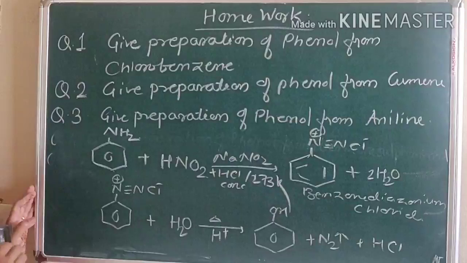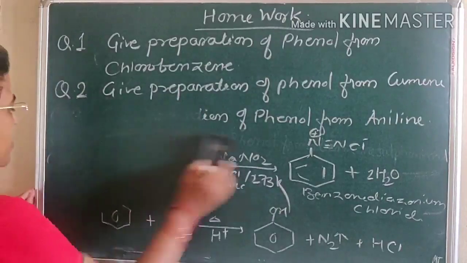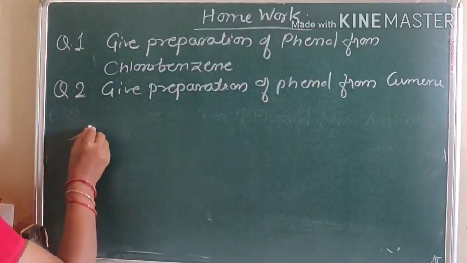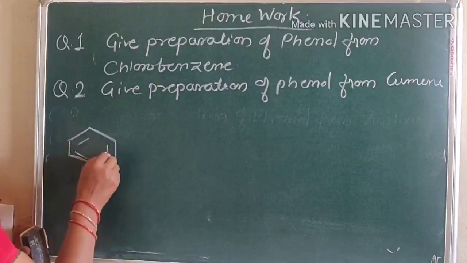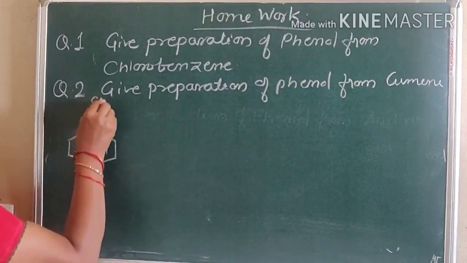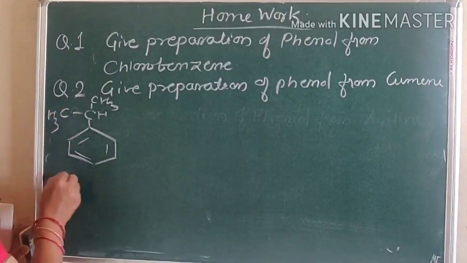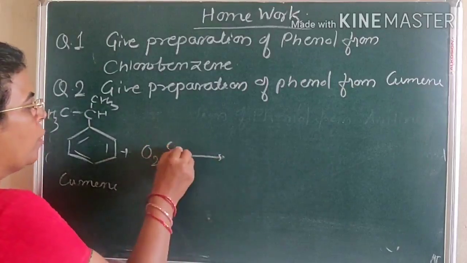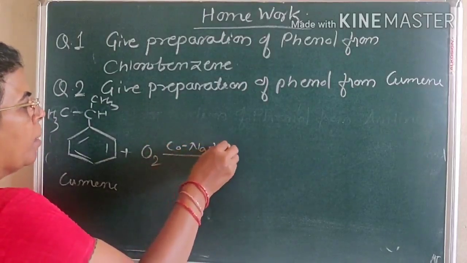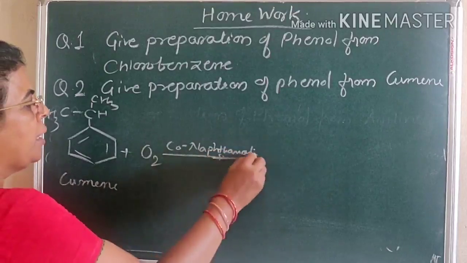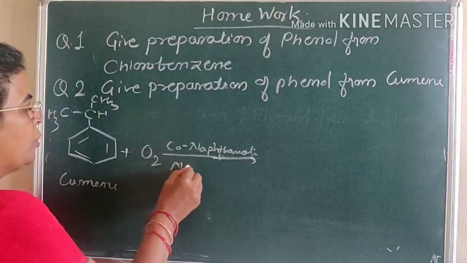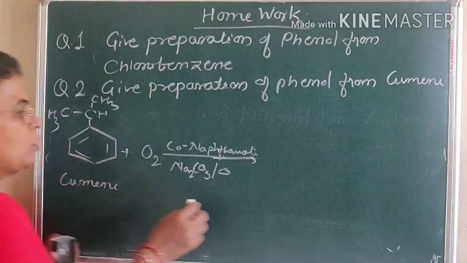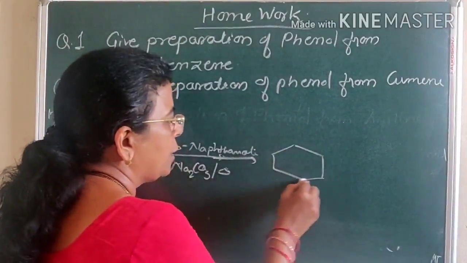Then we are going to see preparation of phenol from cumene. This cumene is isopropyl benzene or 2-phenylpropane, that is CH, CH3, CH3. This is cumene. Now this compound is treated first with oxygen in the presence of cobalt naphthenate or manganese naphthenate in alkaline medium, that is Na2CO3 is used, and heat this reaction mixture. Then oxidation takes place to form cumene hydroperoxide.